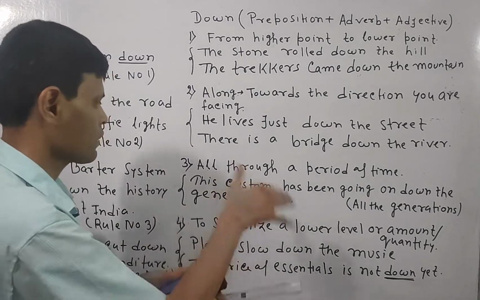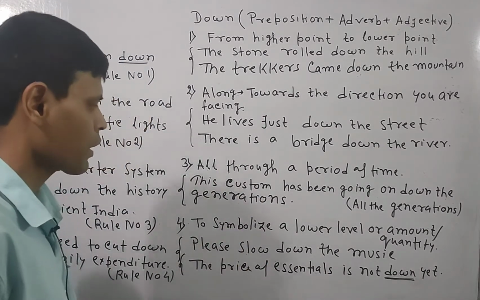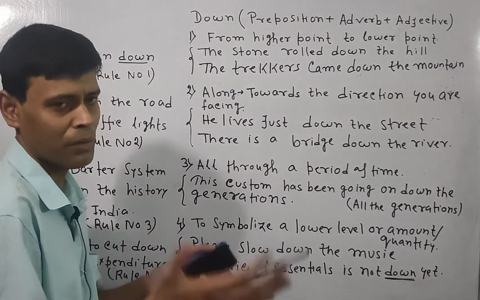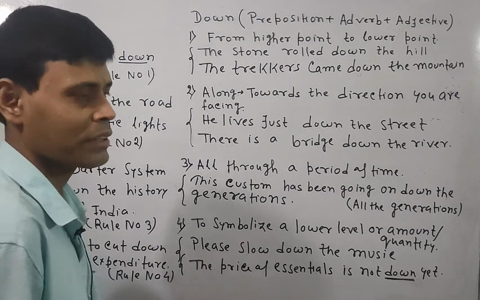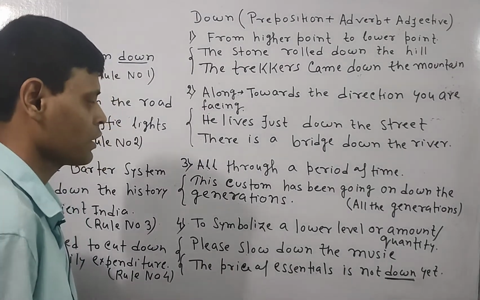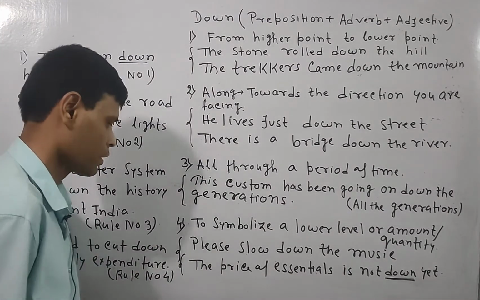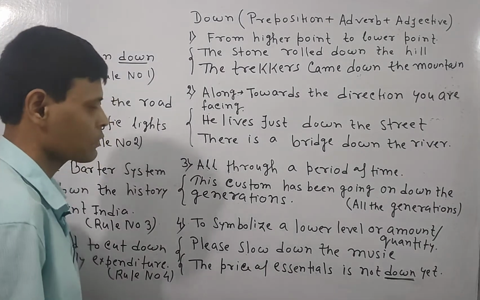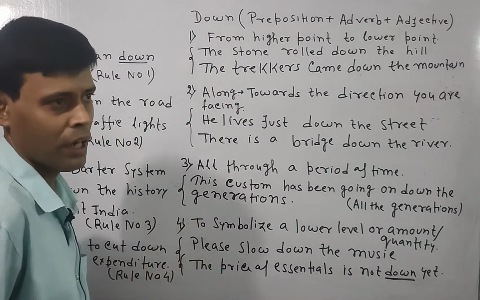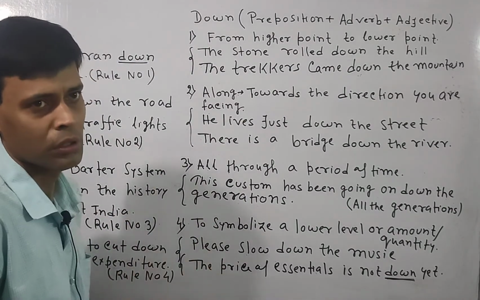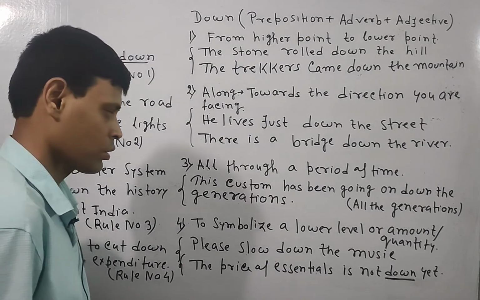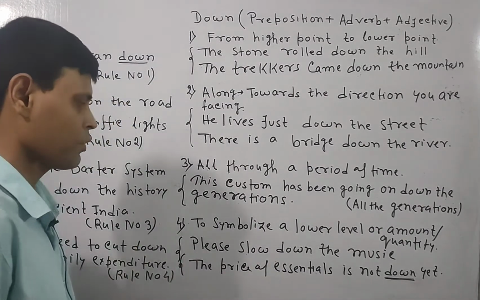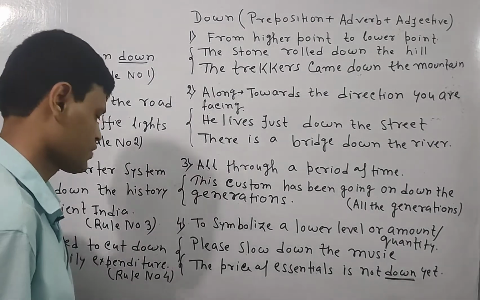Now if I look over the next one, to symbolize a lower level or amount or quantity, down already means some kind of lower position, or lower level or amount or quantity. Please slow down the music. Suppose the music is very high, I am requesting someone to slow the music, or do not turn up the music. So you can also use down in this case.